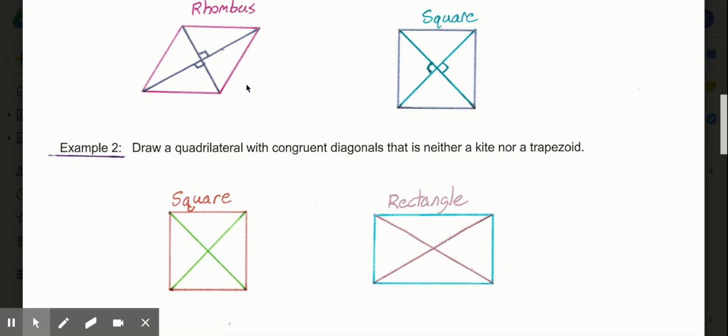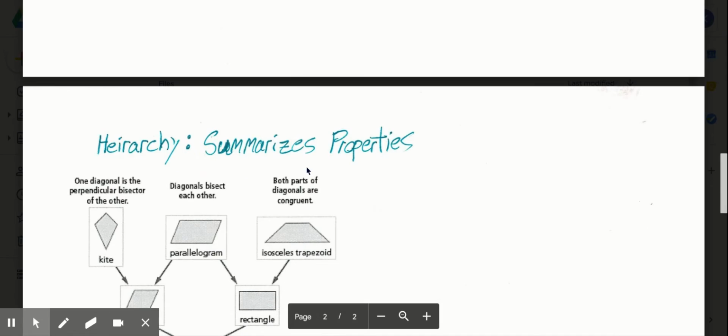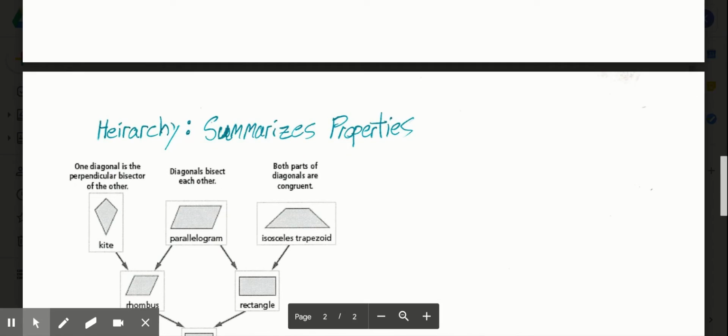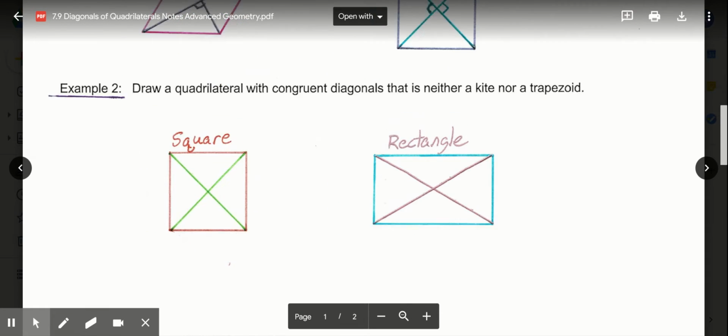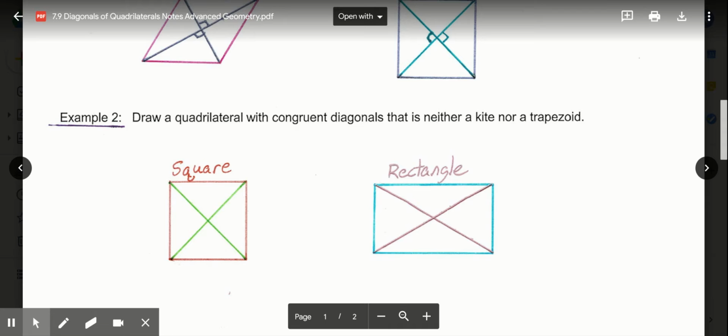In part 2, draw a quadrilateral with congruent diagonals that is neither a kite nor a trapezoid. So we need congruent diagonals. Again, in this case, both parts of the diagonals are congruent. That applies to our isosceles trapezoids, our rectangles, and our squares. So in this case, we could draw a rectangle or a square.